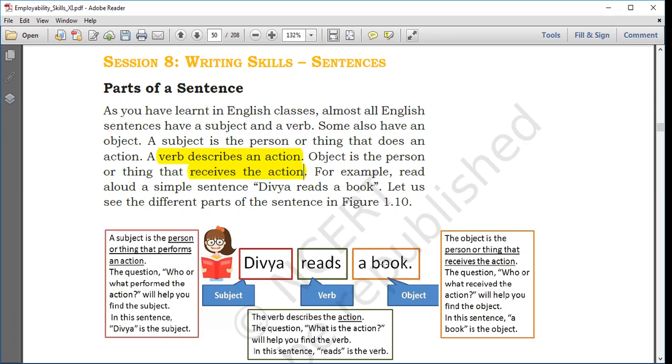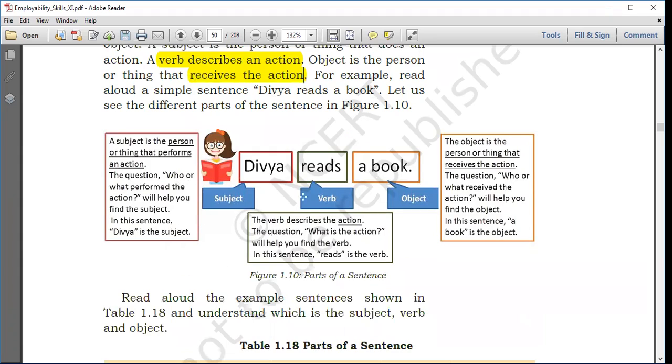What is Divya reading? This is what Divya is reading, a book. So the book is the object here, right? How can you identify it? You can put up some questions to identify the subject, who or what performed the action. Who has done the action over here? Divya is doing the action.